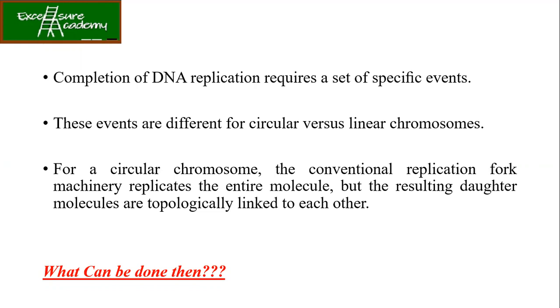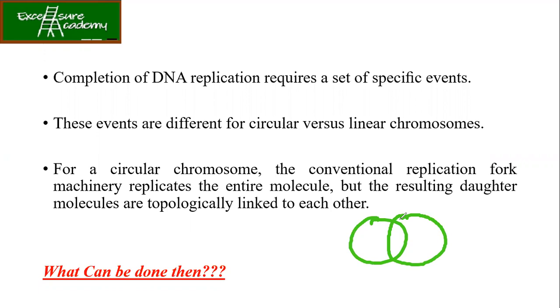So for a circular chromosome, the conventional replication fork machinery replicates the entire molecule, but the resulting daughter molecules are topologically linked to each other. What does this mean? See, it is like you have got two rings which are like this. So now what has happened is that your parental DNA and daughter DNA are tangled with each other. Now how do we remove this?